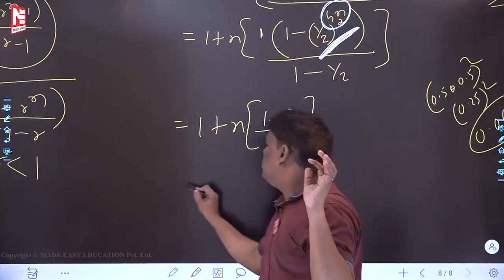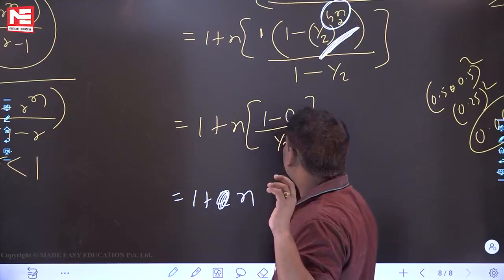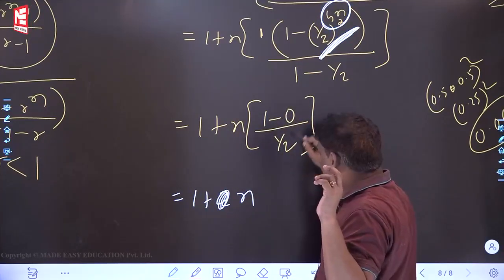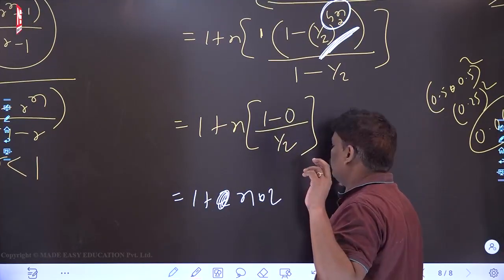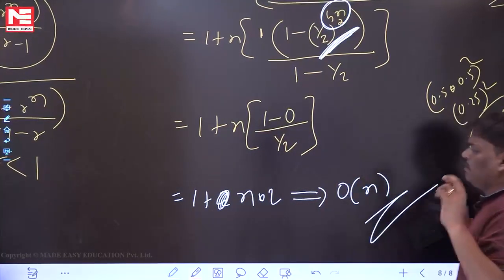If you observe the final answer, what is it? 1 plus n into 1 by 1 by 2, which means 2, so it becomes 2n, big O of n. The answer is big O of n.